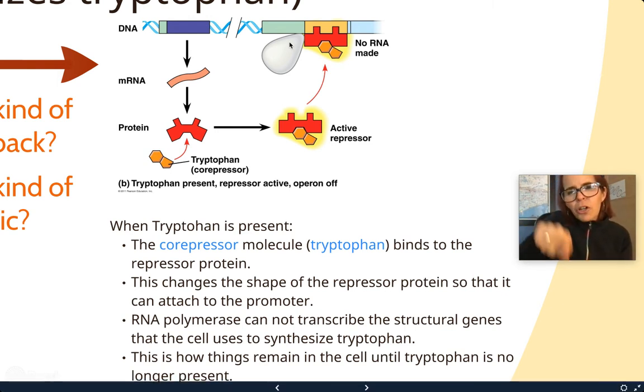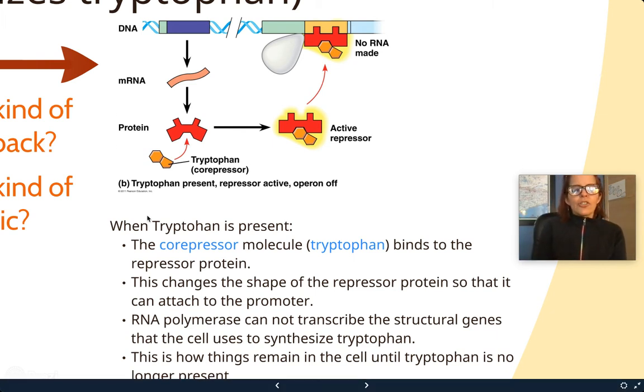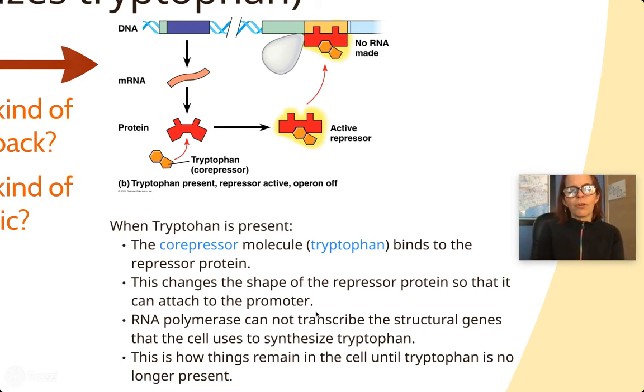Why do we have it turned off right now? Because tryptophan is in the environment. It doesn't need to be synthesizing tryptophan. That would be a waste of energy. So it says when tryptophan is present, the operon is shut off. The co-repressor molecule tryptophan binds to the repressor protein. This changes the shape of the repressor so that it can attach to the promoter.